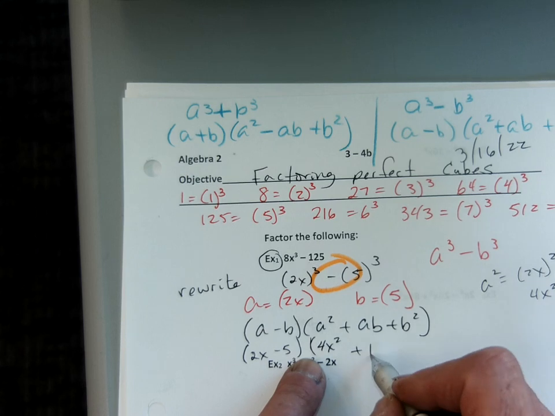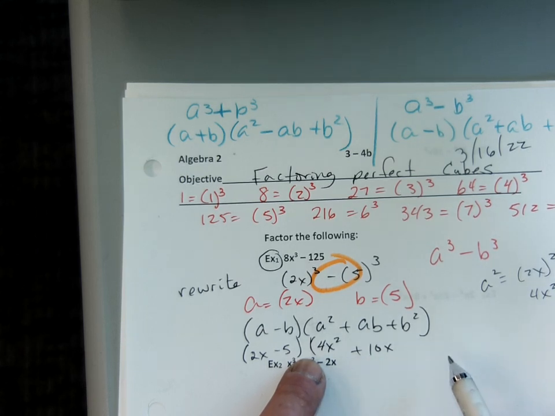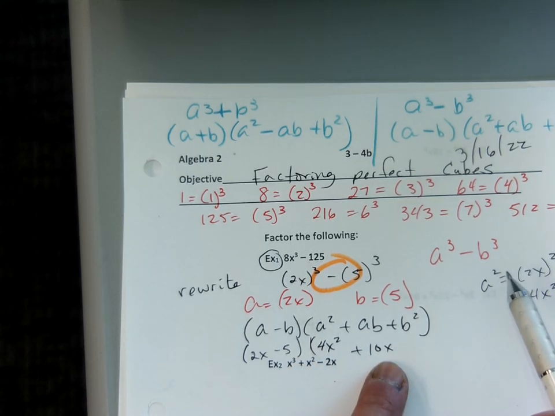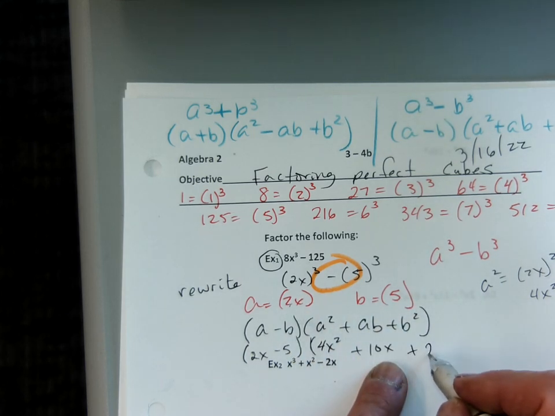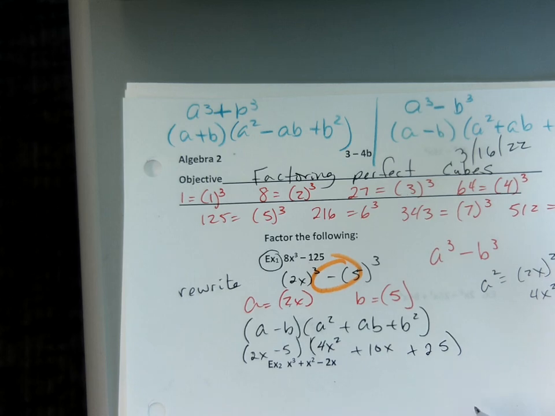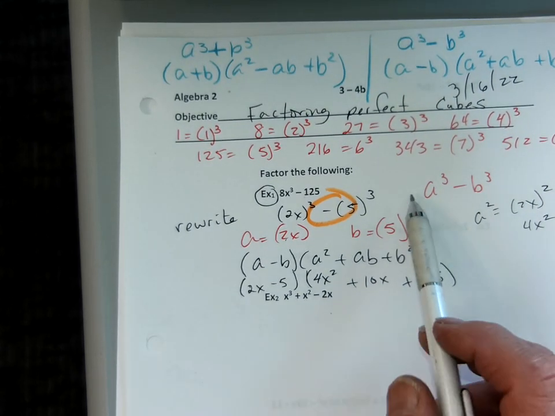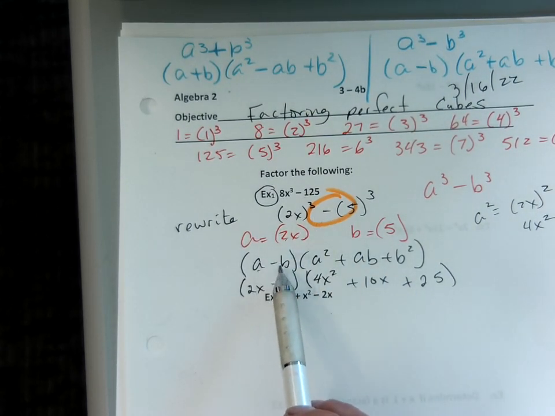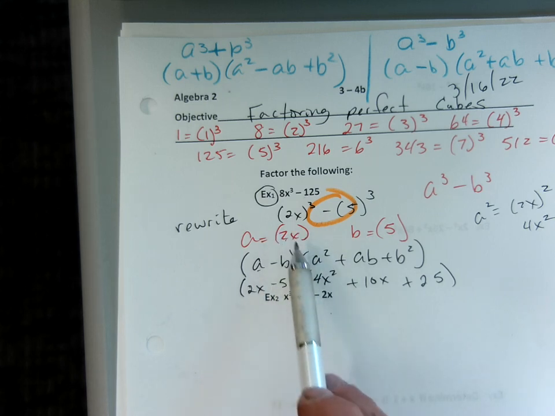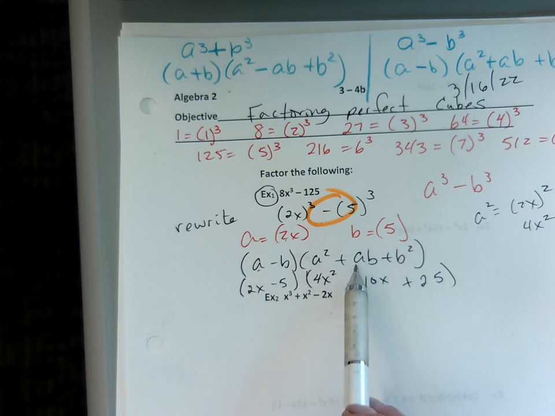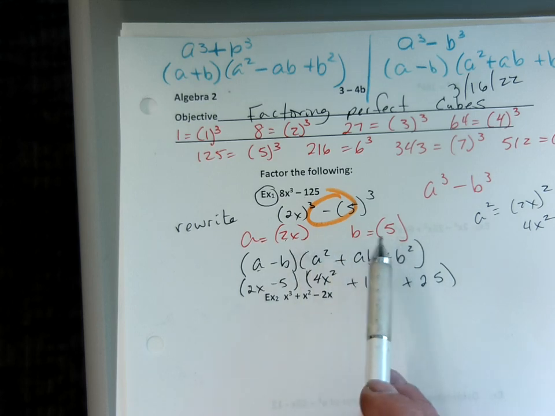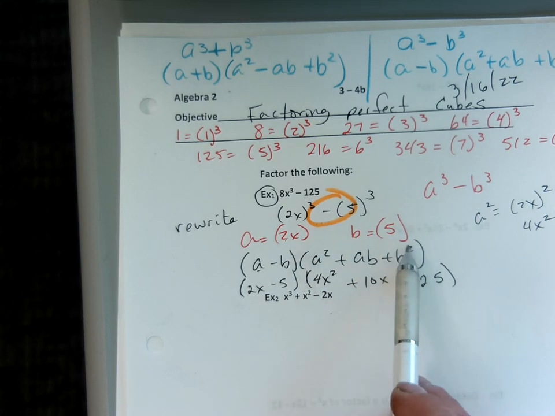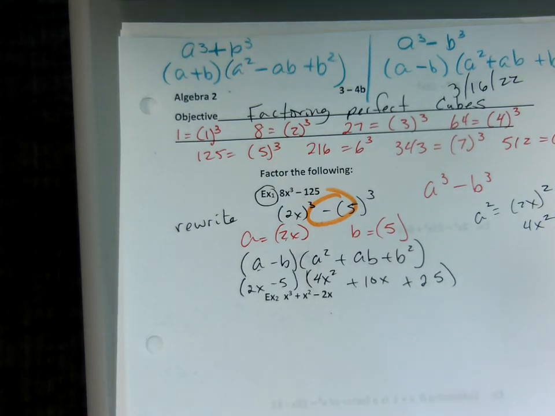Plus a 10x. Where'd the 10x come from? That's 2x times 5, right? Plus 25. Where'd the 25 come from? 5 squared, right? So here's my formula. A minus b, 2x minus 5. A squared is this squared, which is 4x squared. Plus ab, a times b is 10x, plus b squared, which is 25. You're done. It is factored. You didn't have to do any thinking. You just plug and chug.